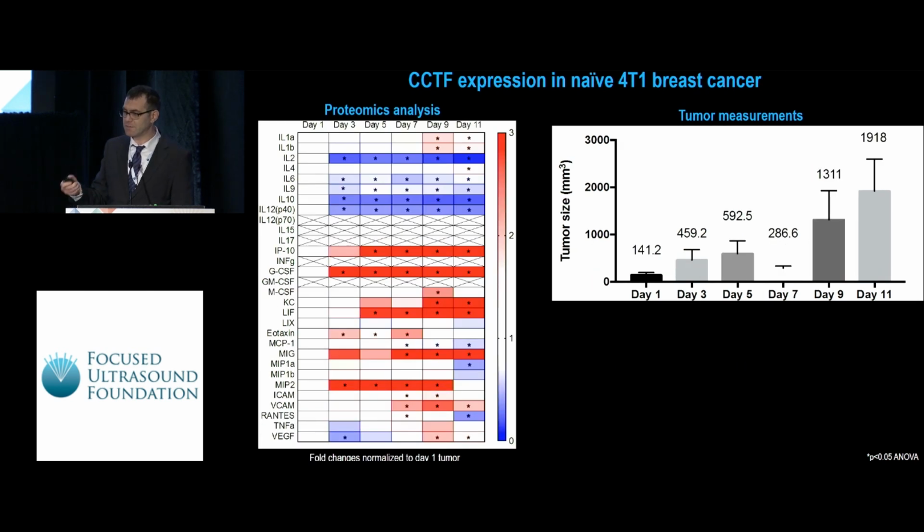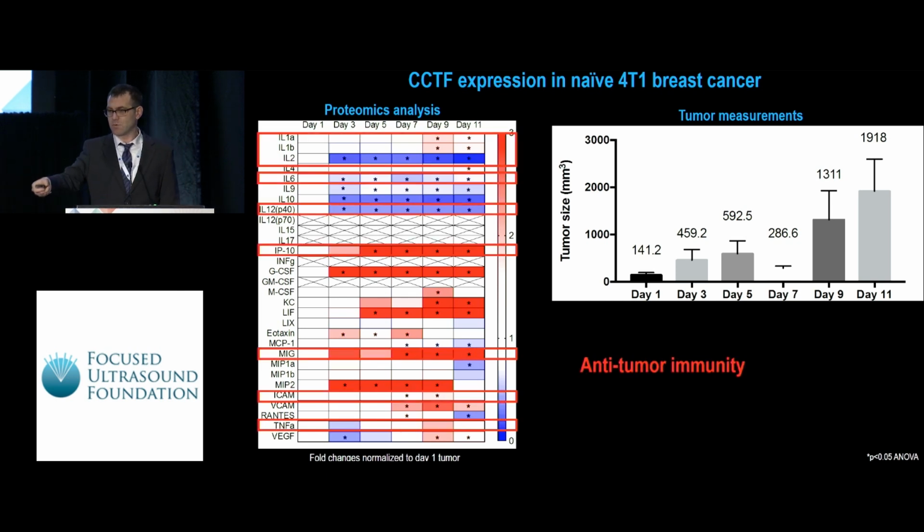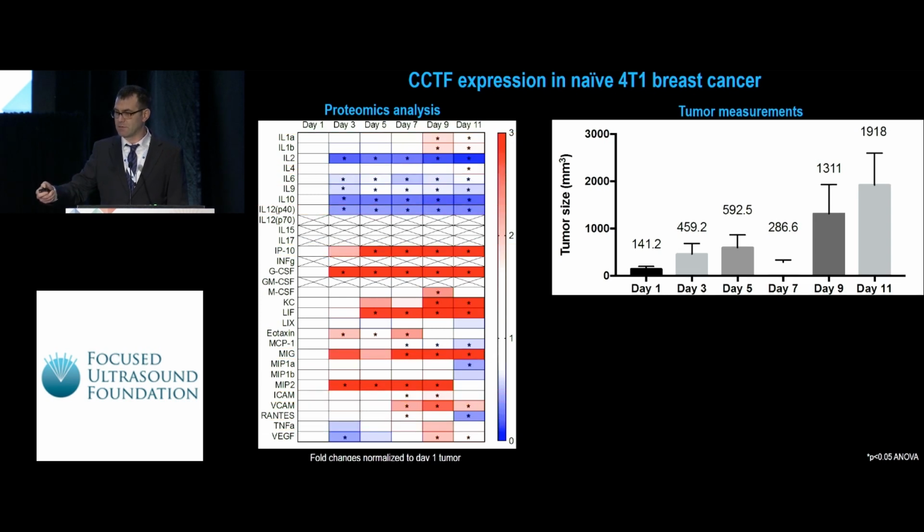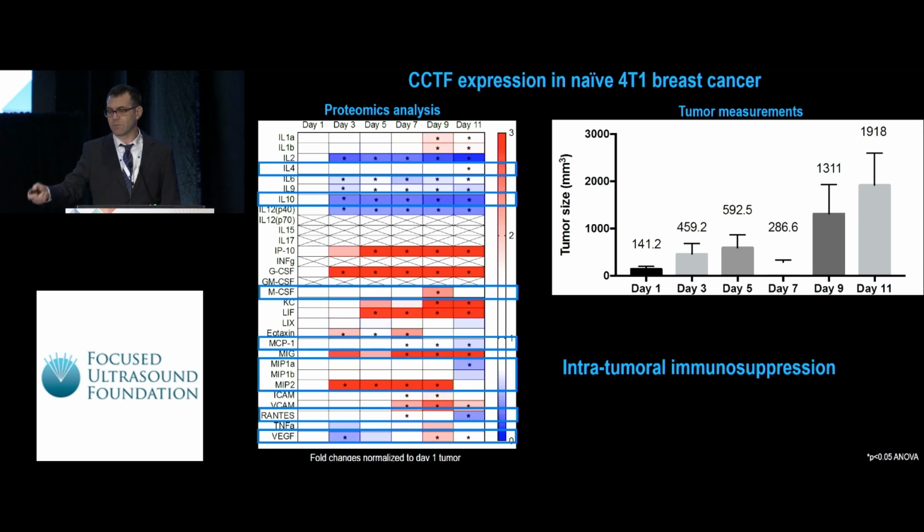In 4T1 breast cancer, we saw different behavior, but overall the same pattern. We saw that the tumor kept on growing throughout the whole experiment, and we also saw changes in intratumoral immunity factors, such as IL-1, a decrease in others such as IL-2 or TNF-alpha, and in intratumoral immunosuppressive factors such as VEGF that went down.